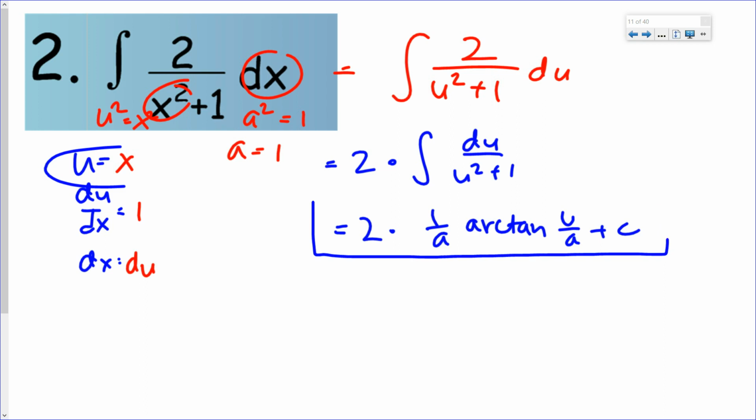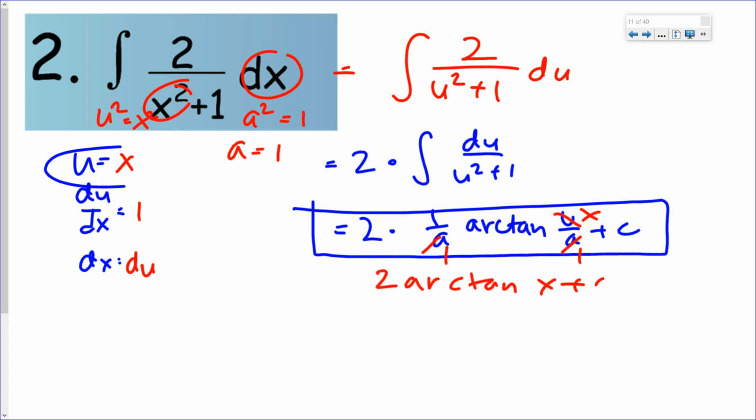Okay, and the truth is, if you put that on your test and you have u defined somewhere and you have a defined somewhere, I actually would say you're almost there, right? It's a great answer. It's just the wrong answer, but you're pretty close. All you have to do now is put your a in and put your u in. Does that make sense? And I'm done. Okay? So the answer is 2 arctangent x plus c. Okay? Any questions on this problem?